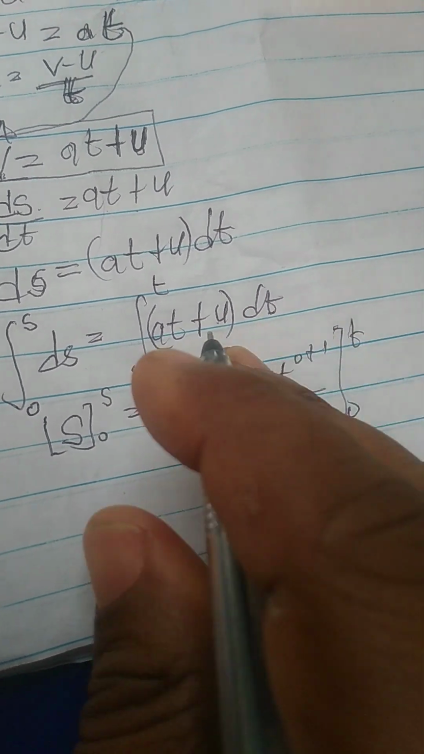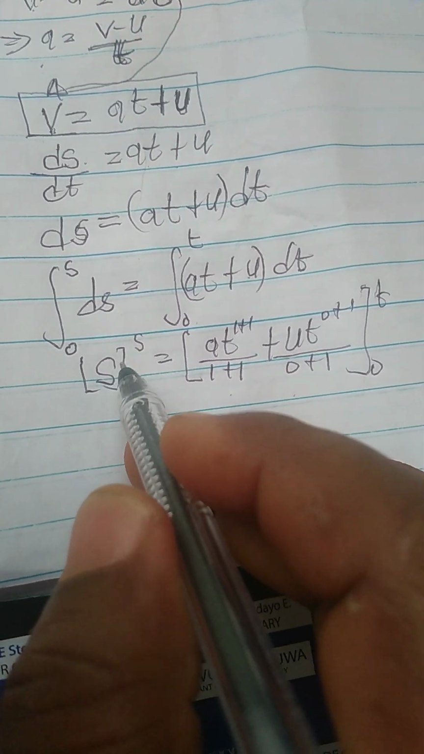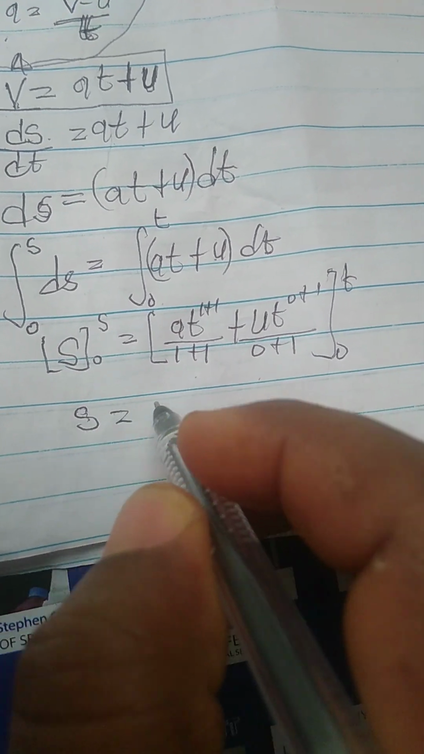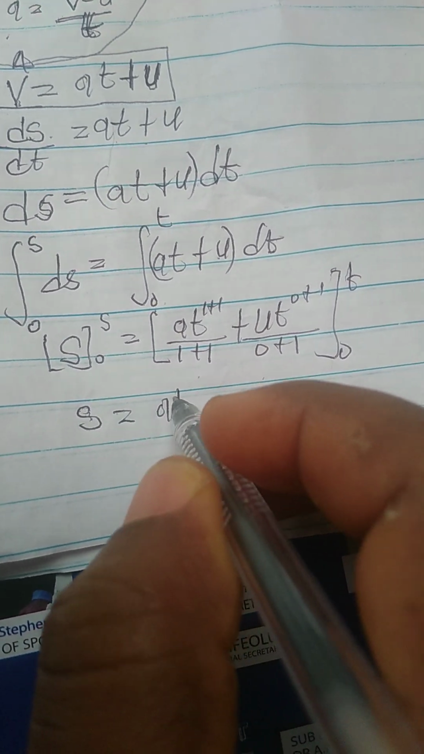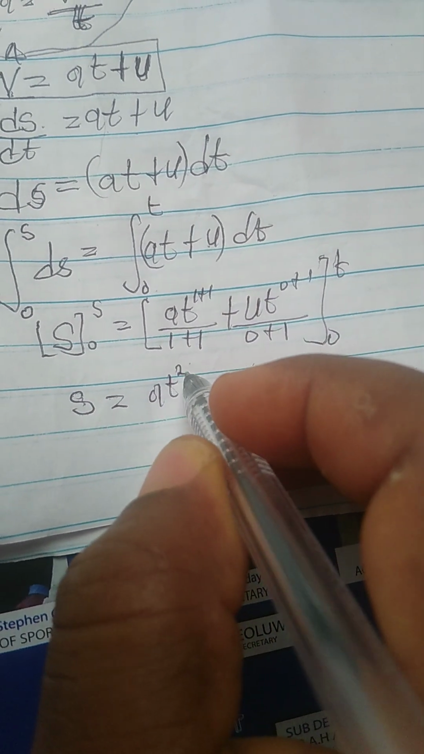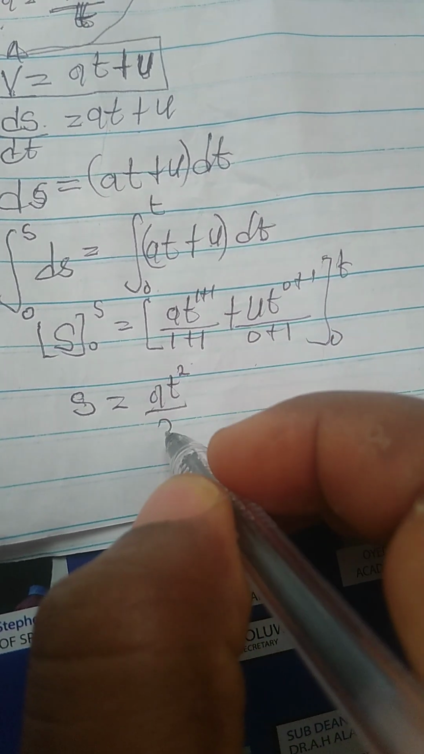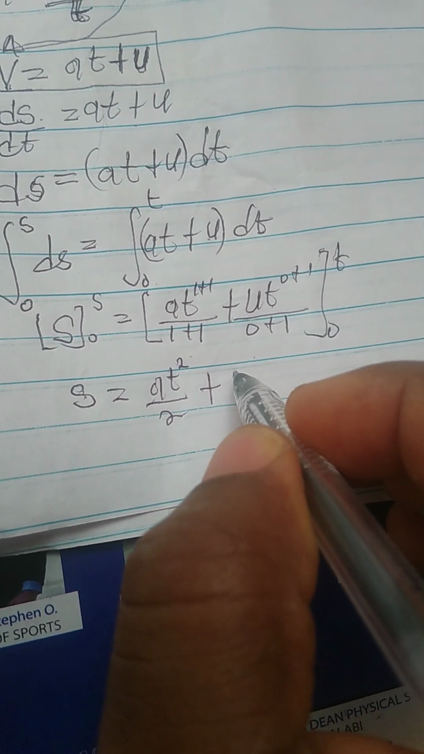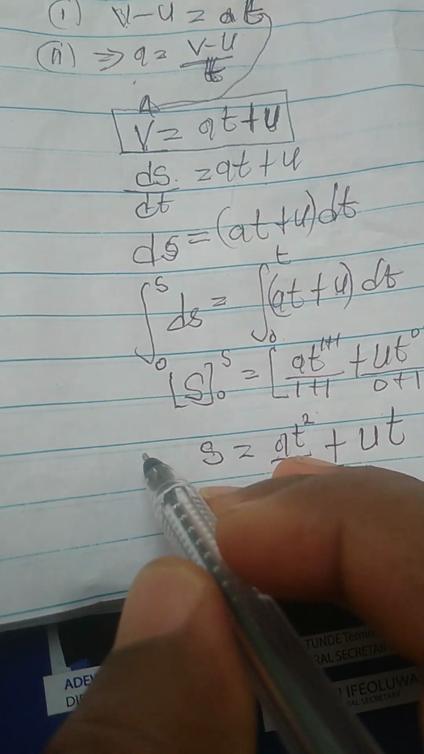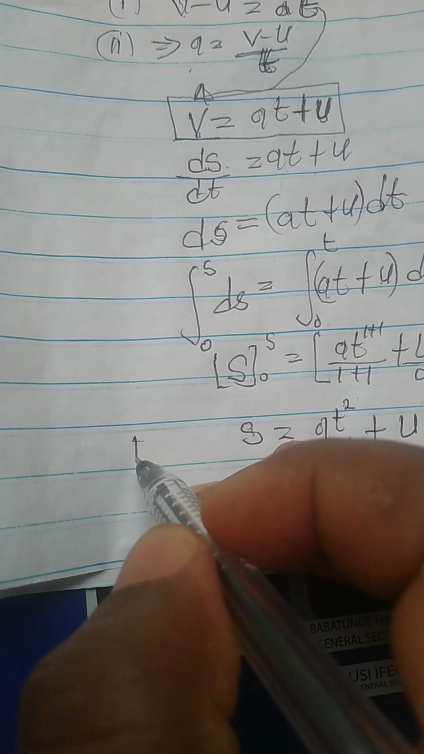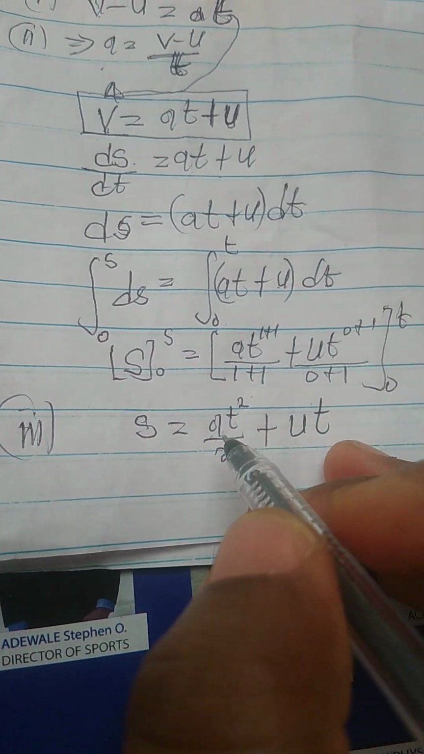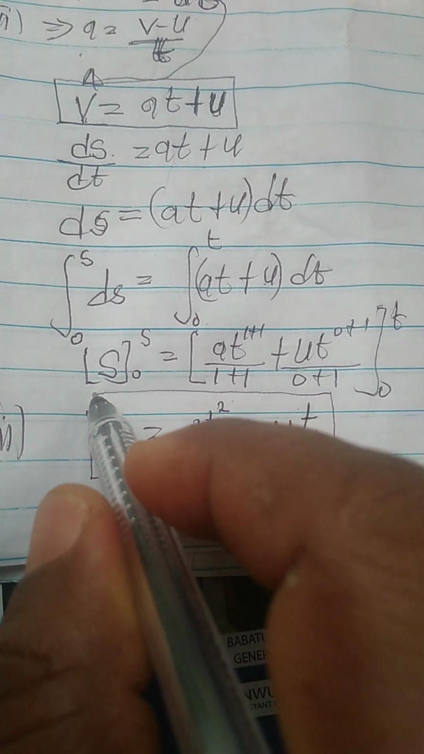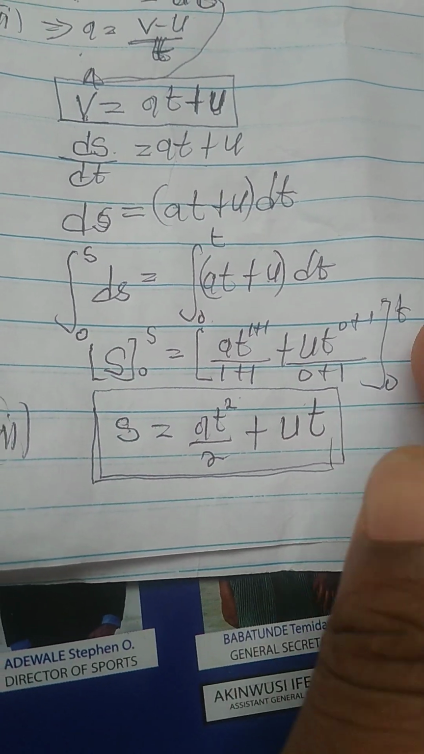0 to t. So when we substitute this limit here, we subtract. So it's going to be s minus 0, which will give us s. Now here we have a times 1 plus 1, which is 2, so at squared divided by 1 plus 1, that's 2. Then plus, when we have this one, t raised to power 1, so this one is simply just ut. This is another equation that we can use when we are dealing with exercises on uniformly accelerated motion along a straight line.